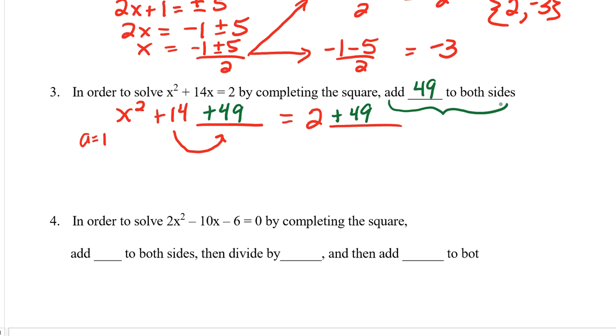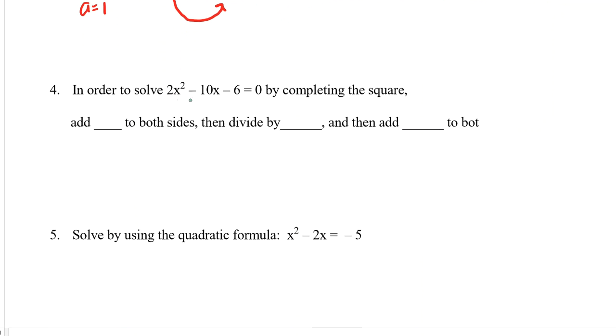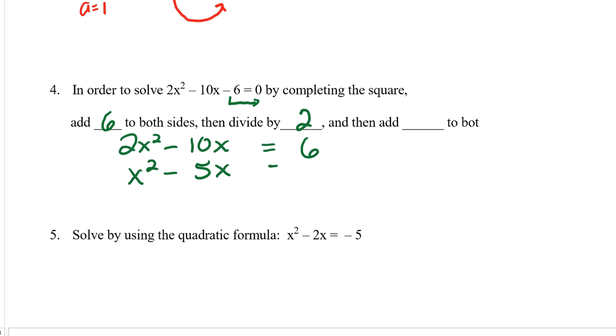Question 4 is a little bit different because the a value is not equal to 1. So our very first steps would be a little different. So we need to move the 6 to the other side, add 6 to both sides, and then it would look like this. And then we would divide by 2 to set our a value equal to 1. So we would divide all of the terms by 2.